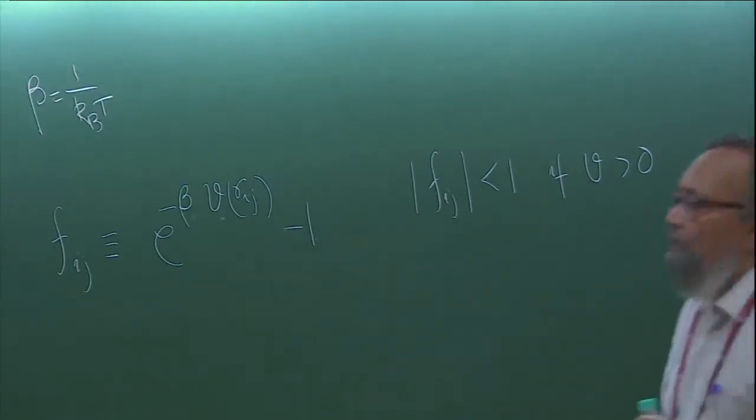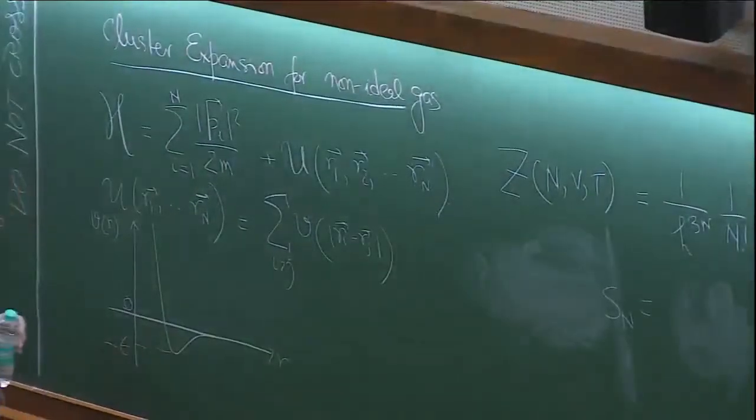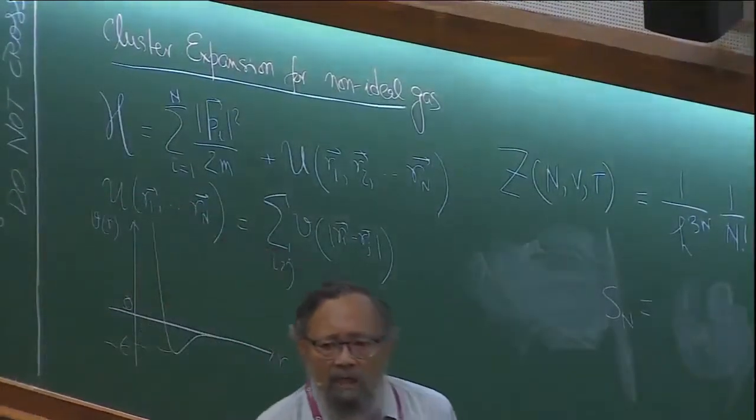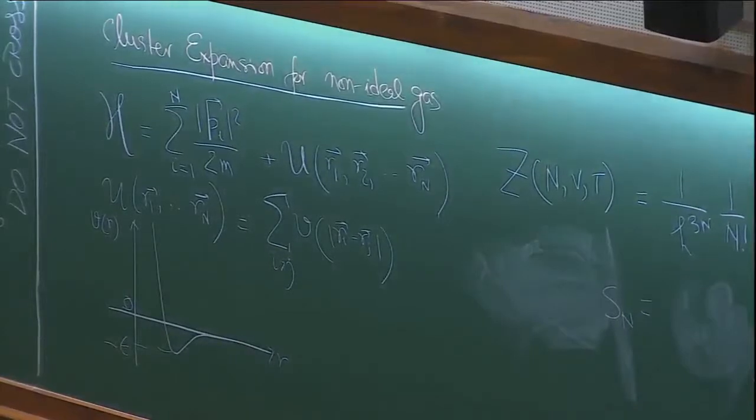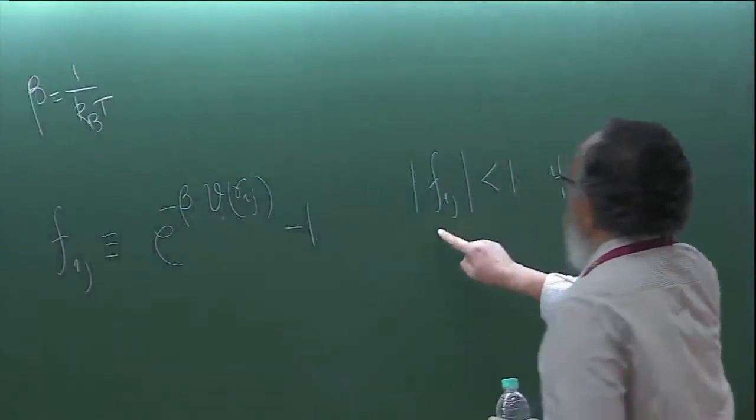where one is looking at temperatures such that, if I call this thing epsilon, the depth of the potential, let's say minus epsilon, then one is looking at temperatures where T is large compared to epsilon, so that this quantity is still going to have a magnitude less than 1. And one is going to use this Fij in a perturbation expansion. So everybody with me at this point?